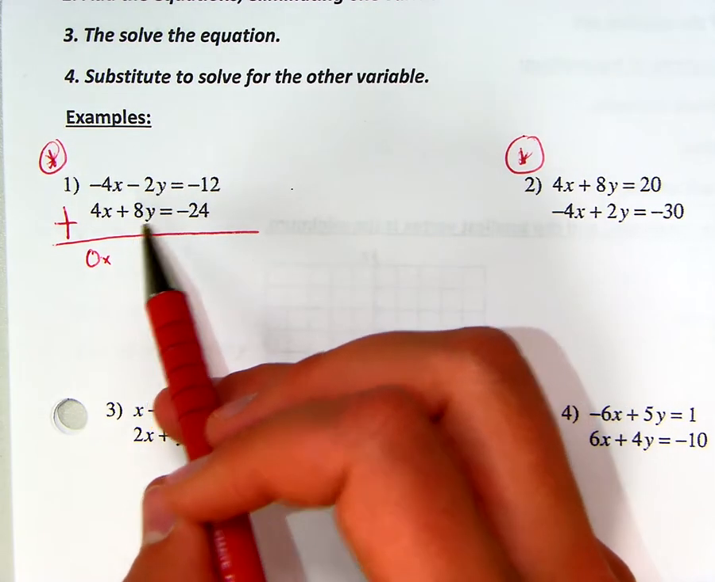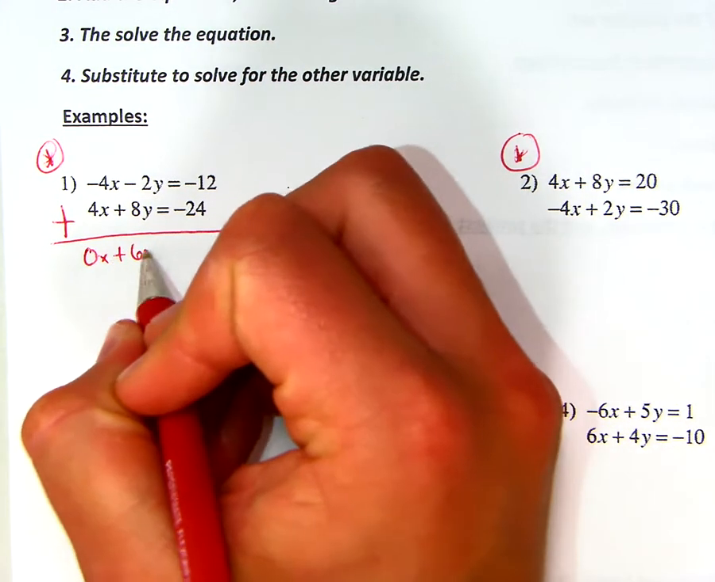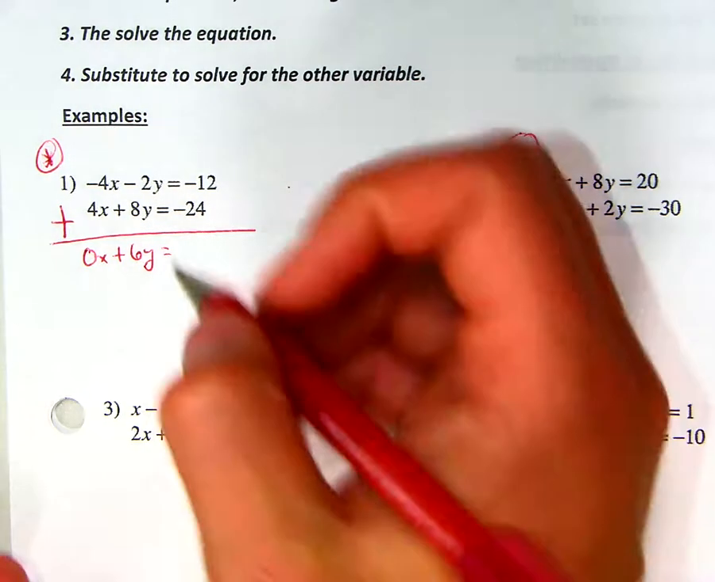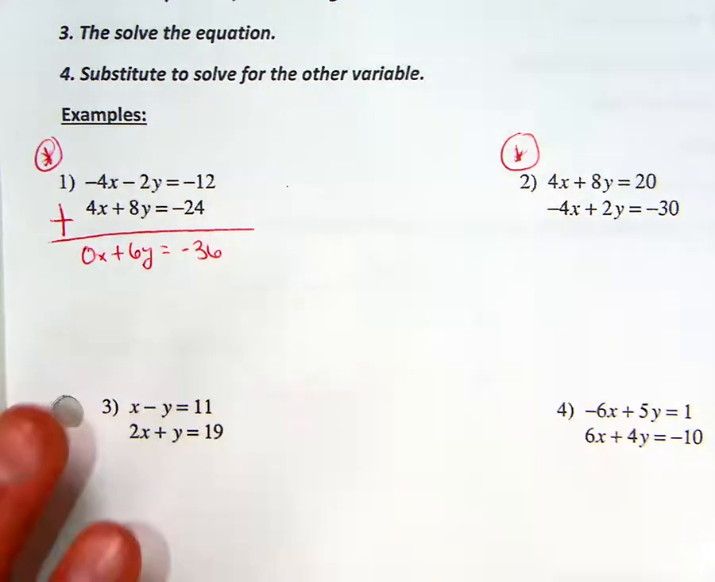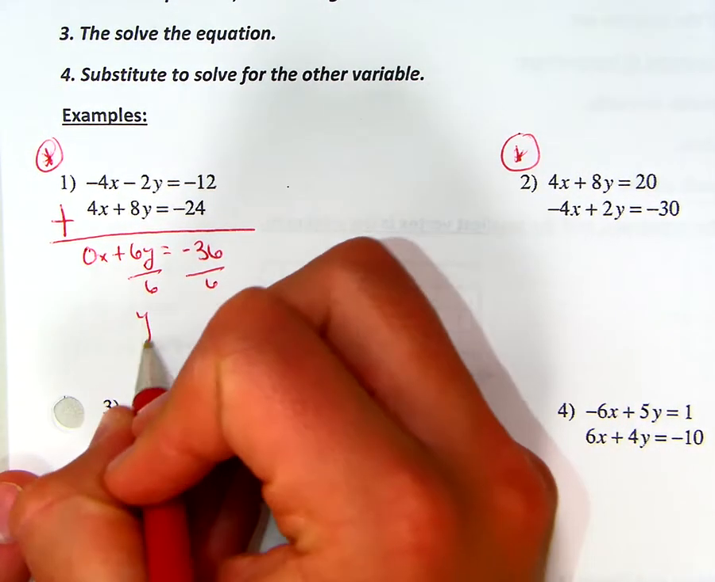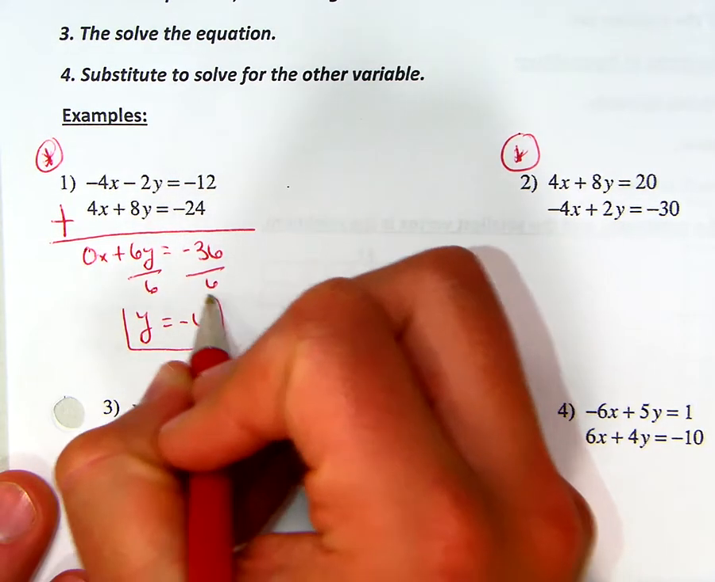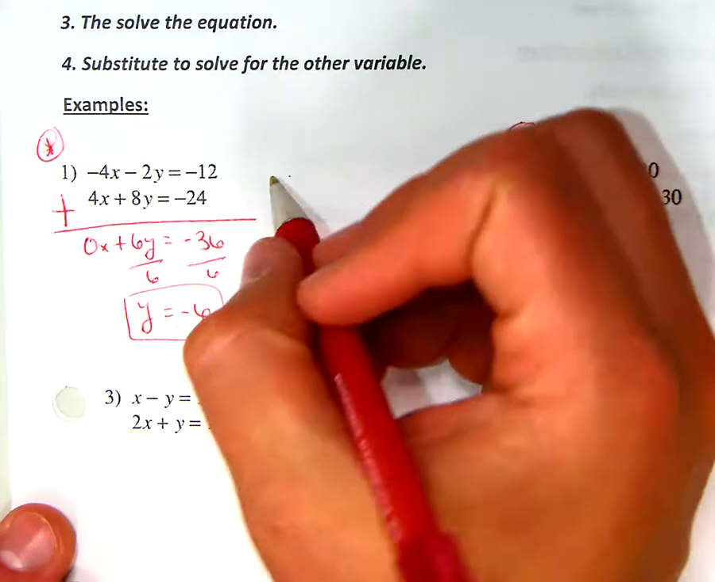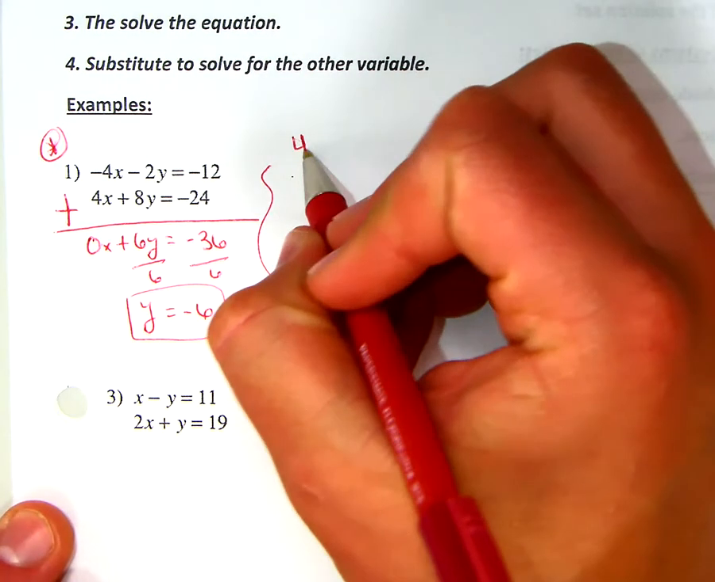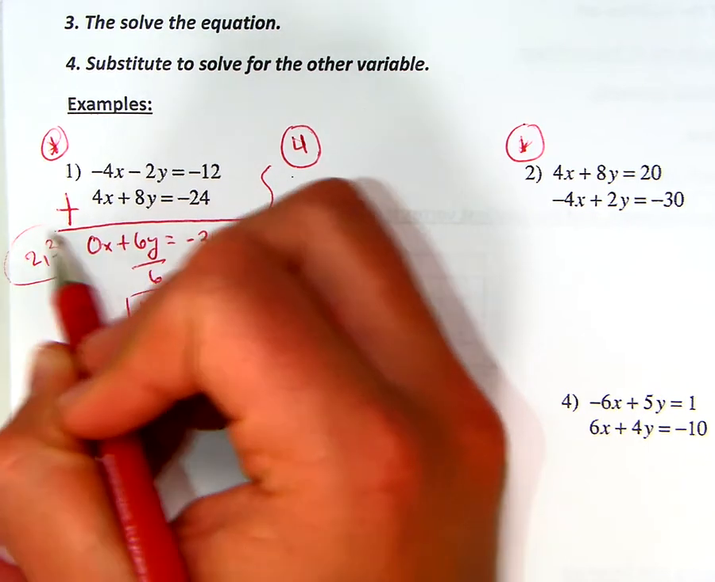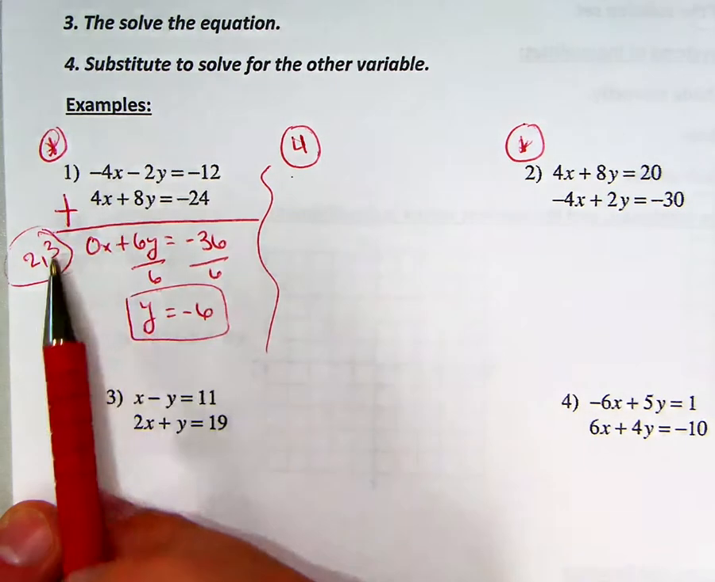Negative 2y plus 8y is 6y. Negative 12 plus negative 24 is negative 36. I divide by 6 on both sides. I'm solving for y now, and I get y equals negative 6. Once I have my y, I can go get my x. All right, so this was part 2 and 3. Steps 2 and 3 were this.